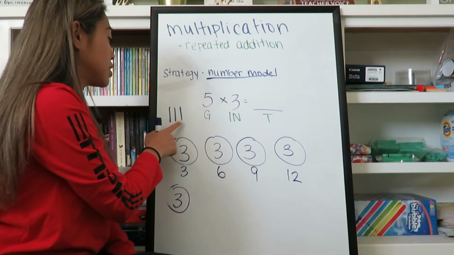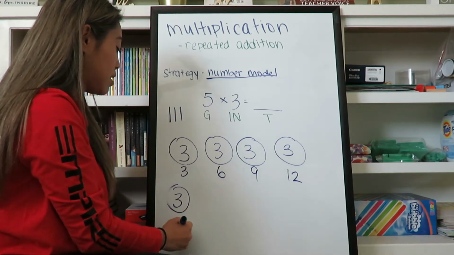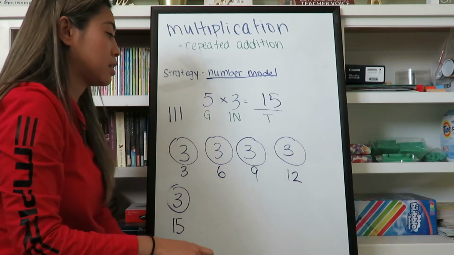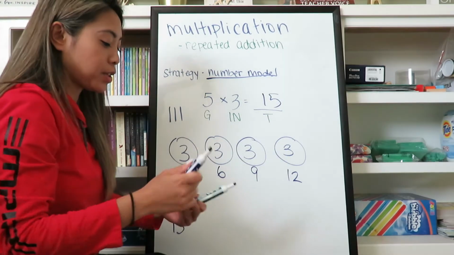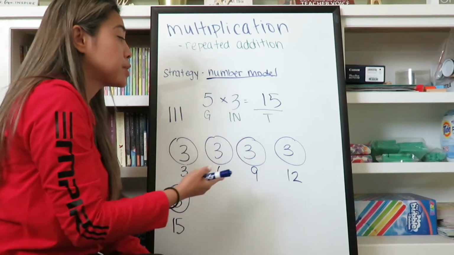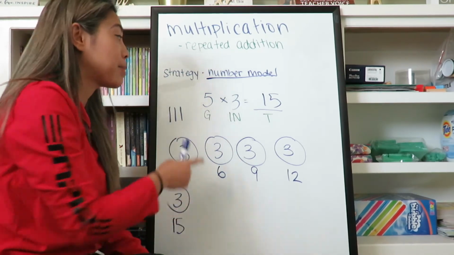And then 13, 14, 15. So now we have 5 times 3 equals 15. But with this problem, if you look at it, I notice there's a 5 in here. Instead of drawing groups, you can do it mentally by skip counting by 5s.